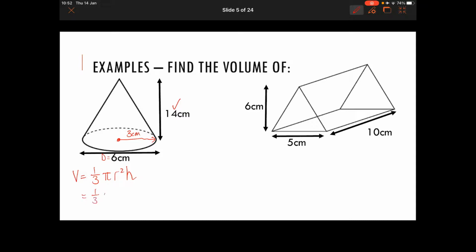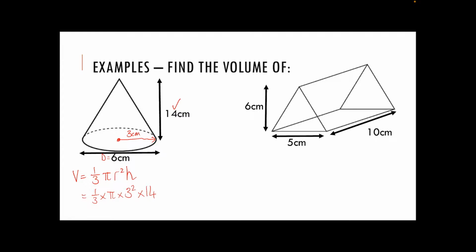So I'm going to have 1/3 times by pi times by 3 squared times by 14. That's then 1/3 times by pi times by 9 times by 14. Now the way that I would type this into my calculator is I would do my pi times by 9 times by 14. I would then hit equals and then go straight to divide by 3 for that 1/3 there. So that's how I would type the question in if I wanted to do it all in one line.